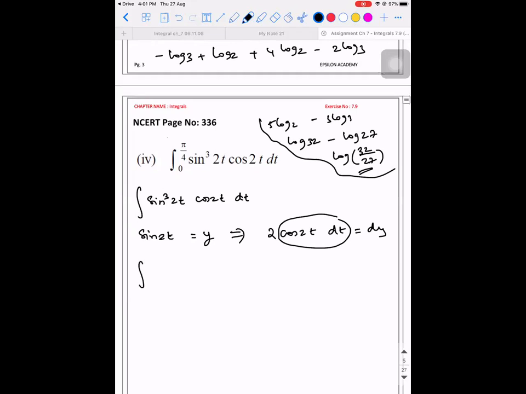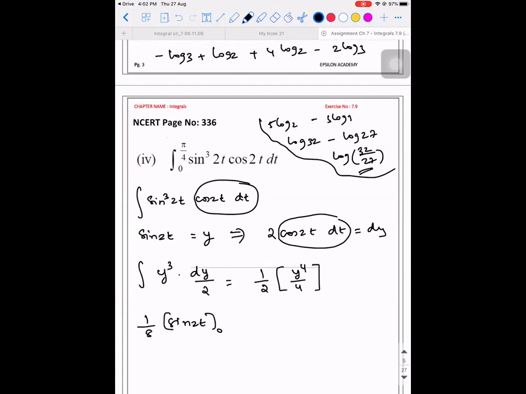So integral of y cube into cos 2t dt is nothing but dy by 2. So 1 by 2 into integral of y cube is y power 4 divided by 4. So it will be 1 by 8 into y, and y is sine 2t. Now if I put the limits 0 to pi by 4, it will be 1 by 8 into sine pi by 2 minus 0. Sine pi by 2 is 1. Answer will be 1 by 8.